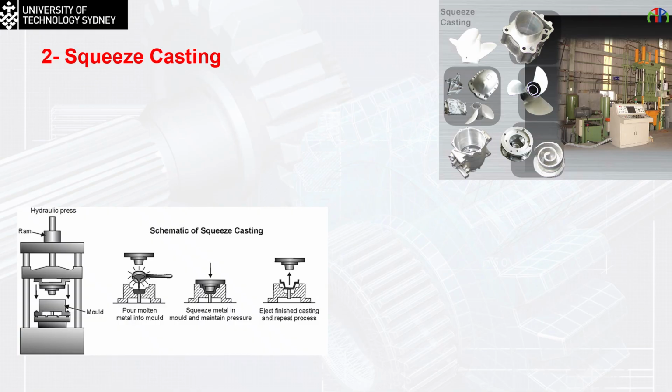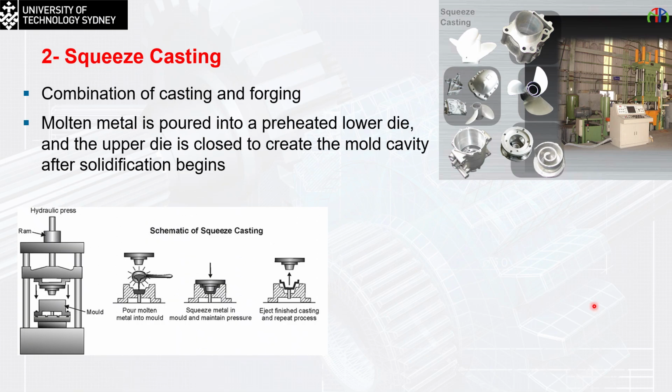The other type is going to be called squeeze casting, and this will be something like a mix between forging and casting at the same time. You can see that the system consists of two sides of the mold with a cavity. We pour the molten metal into the mold, then we squeeze the metal in the mold and maintain the pressure until it solidifies, then we eject it out.